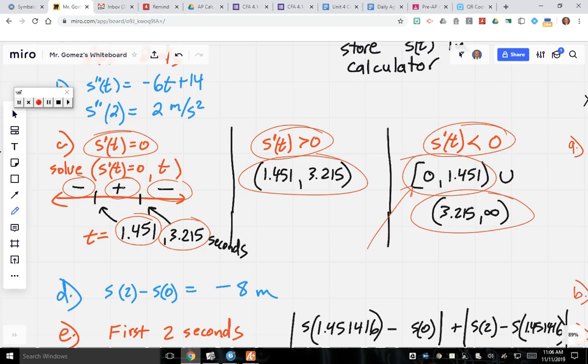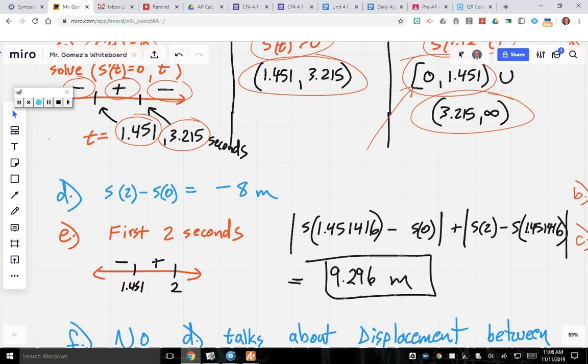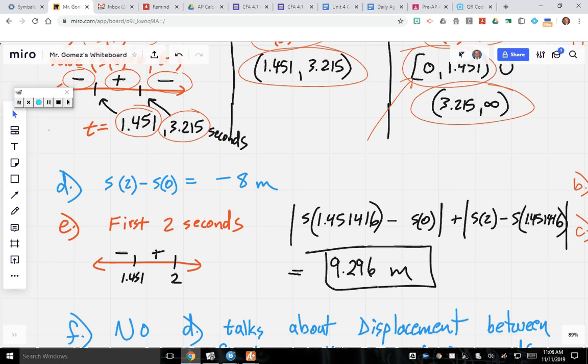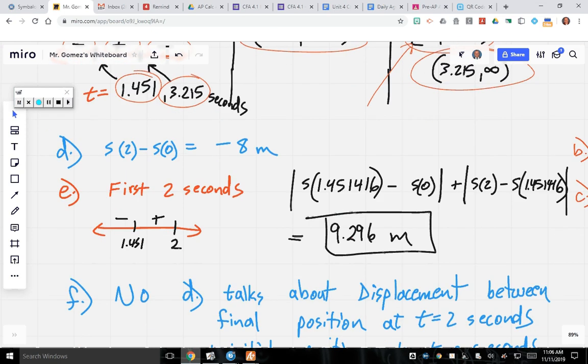So you see what I did here is I just, if you can scroll down please. D, I'm going to put the final position minus the initial position. So it's s of 2 minus s of 0, which gives me the negative 8 meters. That's it. Keep going if you can, please.